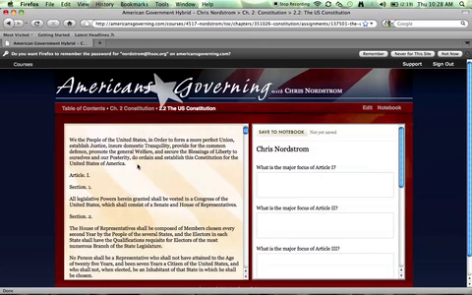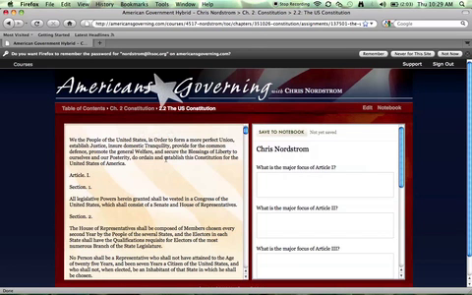But I just wanted to show you right here, and you guys have heard it: We the people of the United States, in order to form a more perfect union, establish justice, ensure domestic tranquility, provide for the common defense, promote the general welfare, and secure the blessings of liberty to ourselves and our posterity, do ordain and establish the Constitution for the United States of America. Again, we the people being the critical element here as far as popular sovereignty.